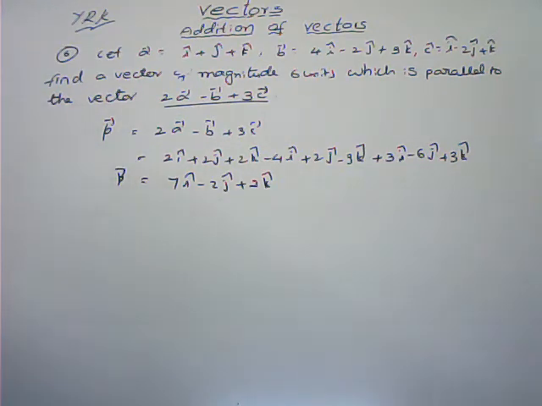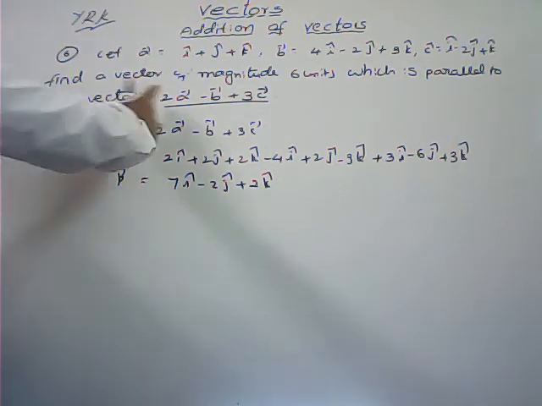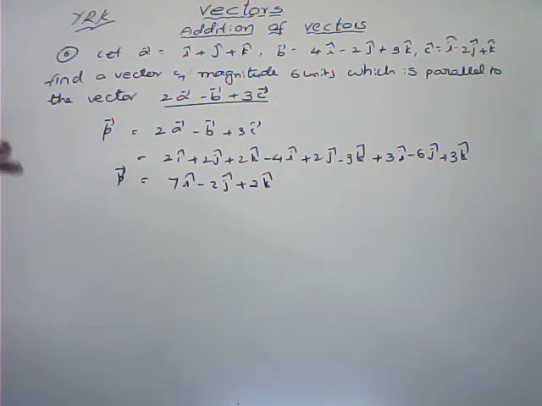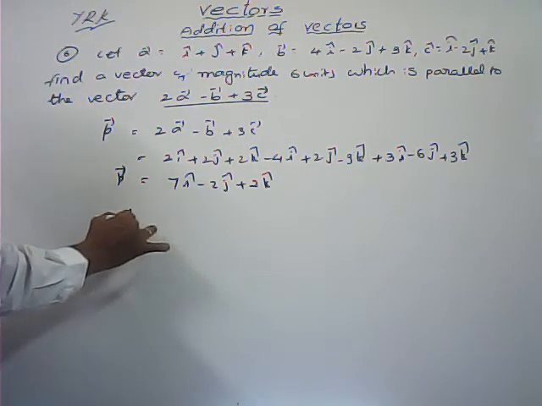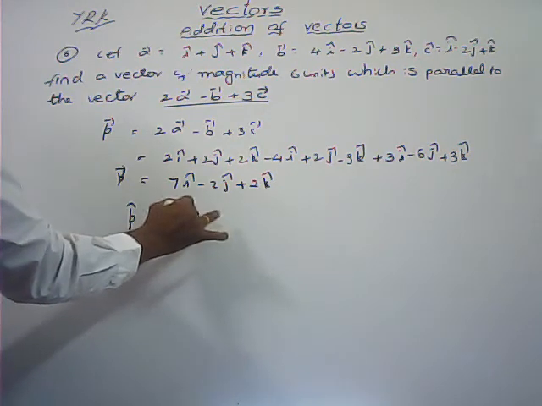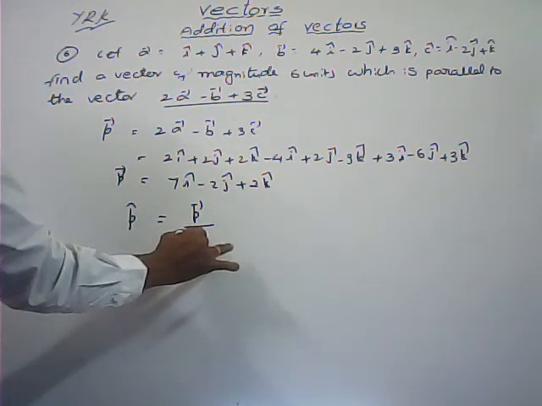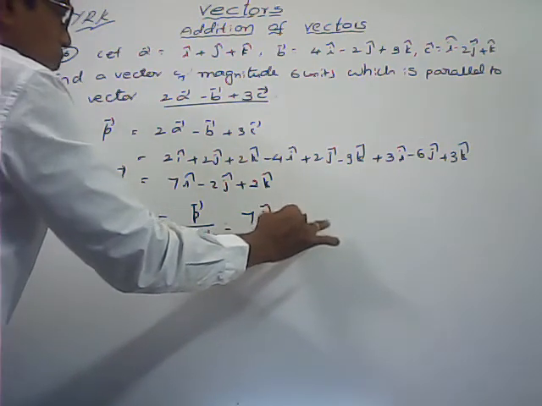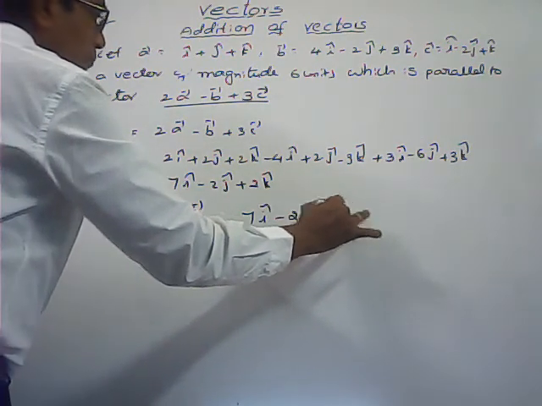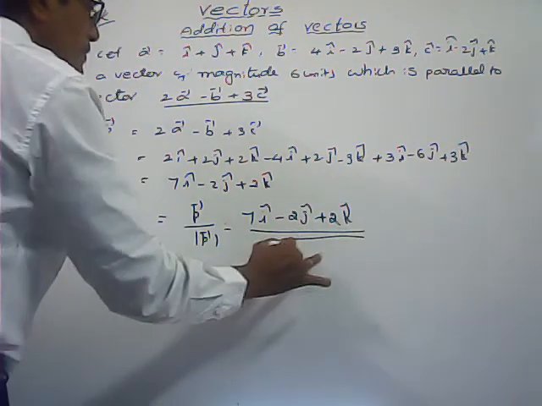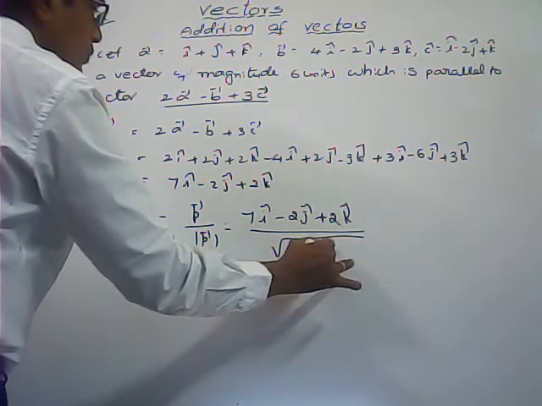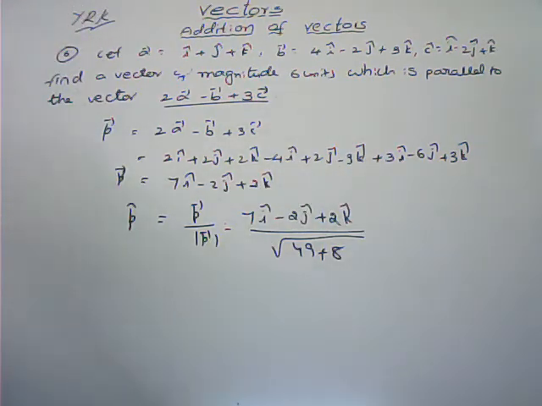Here what they are asking: find the vector of magnitude 6 which is parallel to P bar. Parallel to means in this direction we want. First you can find the unit vector in that direction. What is the unit vector in that direction? P cap is equal to P bar by modulus of P bar. P bar means this one, 7i cap minus 2j cap plus 2k cap, whole by its modulus: 49 plus 4 plus 4, 8, that is 57.